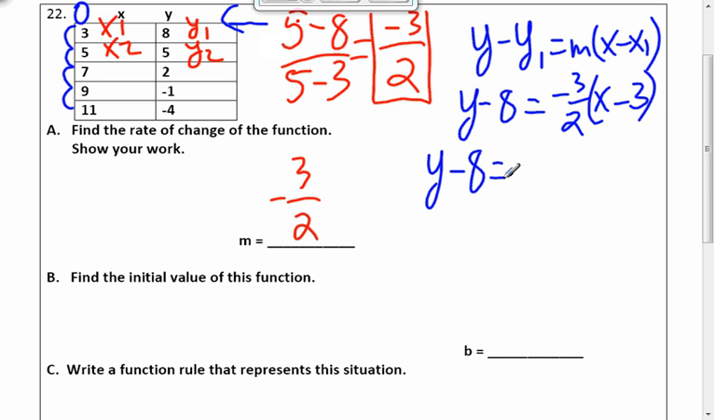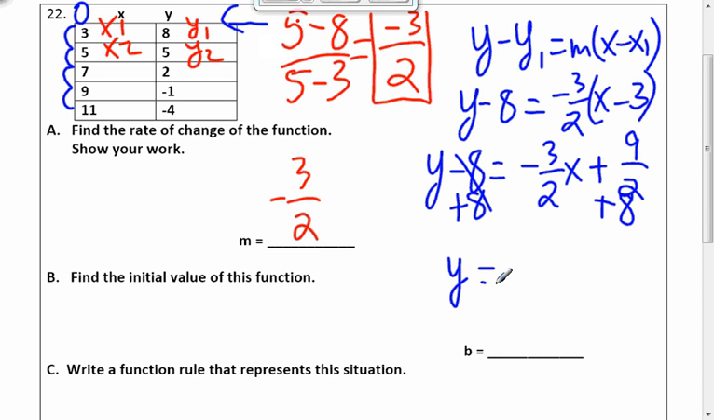y minus 8 equals negative 3 over 2x plus 9 over 2. The reason it's plus 9 over 2 is because we're multiplying negative 3 over 2 by negative 3. That subtraction sign acts as a negative. Now to get the y by itself, I add 8 to both sides, and I get y equals negative 3 over 2x plus 25 over 2.